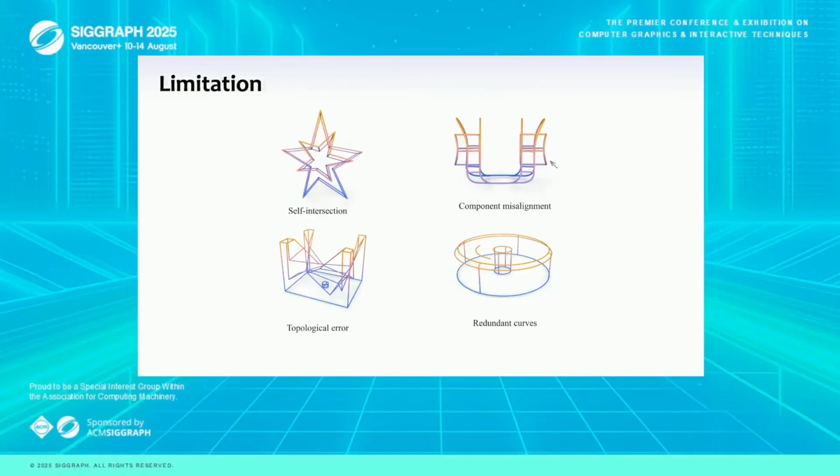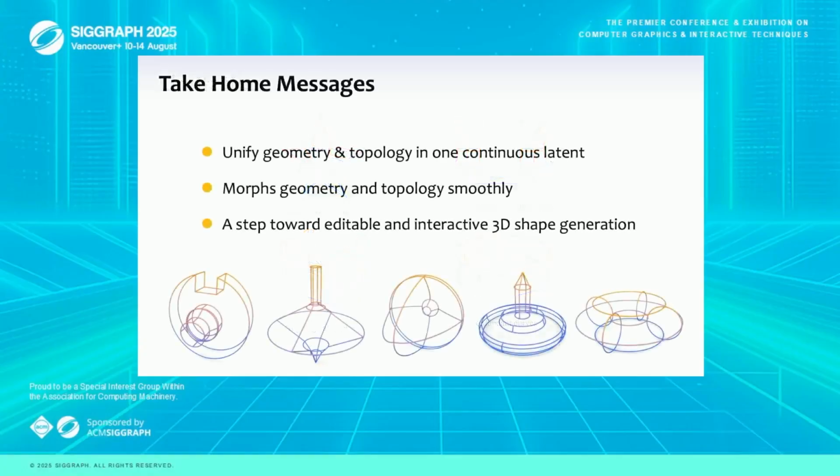Okay, well, there are still some failure cases, such as self-intersections, component misalignment, topological error, and redundant curves. So we may consider introducing regularization or spatial consistency constraints and/or topology graph constraints to further improve the integrity and editability of the generated wireframes.